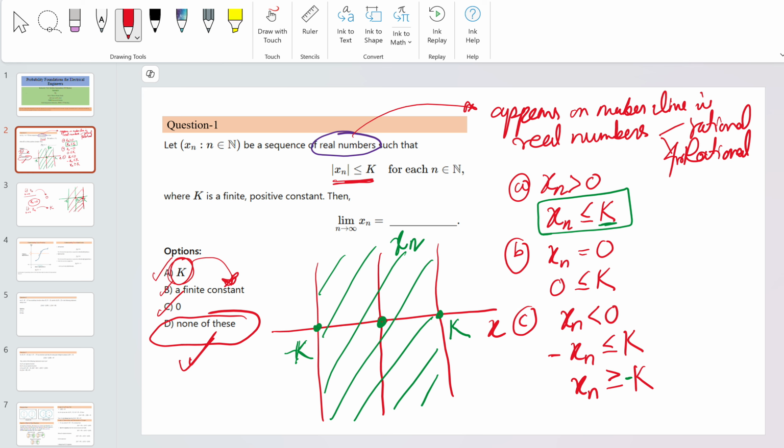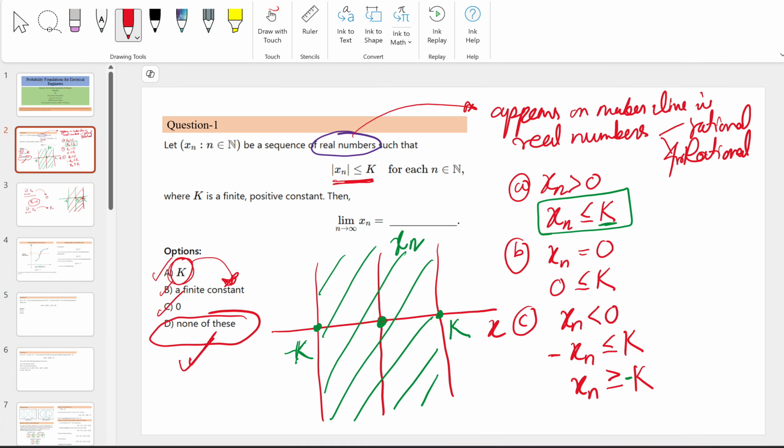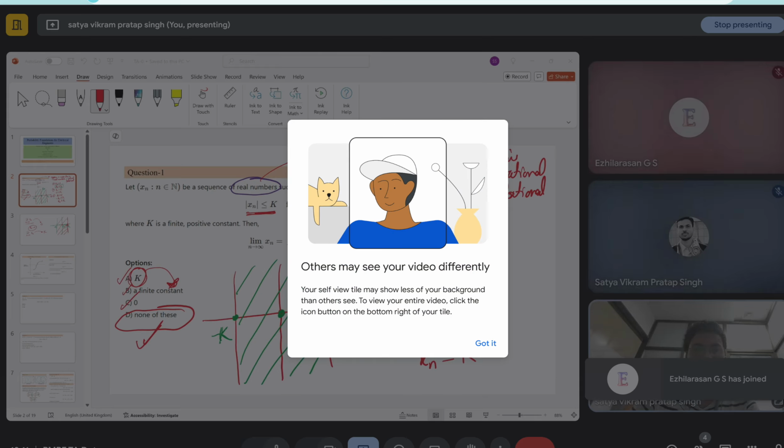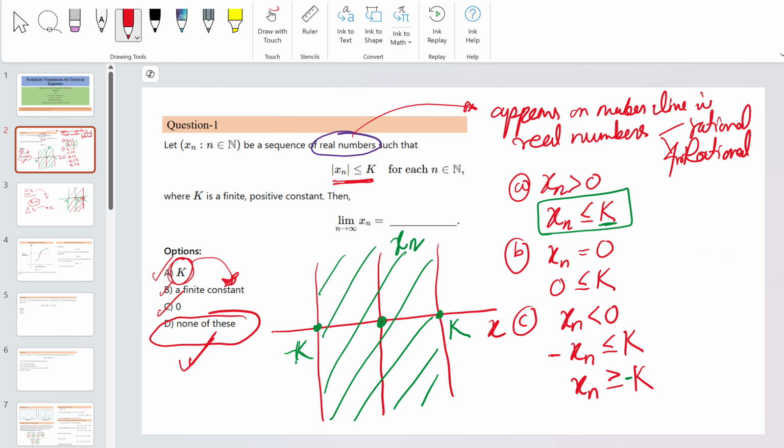Third, if xn is less than 0, it means that minus xn is less than or equal to k, or xn is greater than or equal to minus k. So there will be a bounded region in which xn can exist, that is between minus k to k including 0. When you see how it is approaching infinity, that n tends to infinity, it is basically approaching the value of k. So the correct answer is k. Okay, so that is very important to learn.